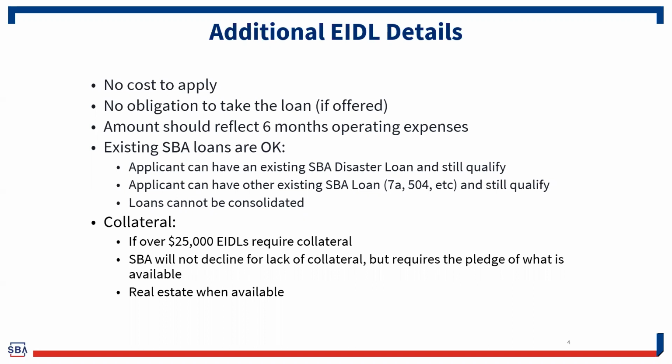Another common question: do I need collateral? Well, if the loan is going to be over $25,000, then we do require collateral, but we don't decline you if you don't have collateral. We just want you to pledge whatever is available as collateral. Real estate, when available. Now note that in Texas, you can't pledge your primary residence, so we can't take that as collateral, but we would probably look to most anything else.